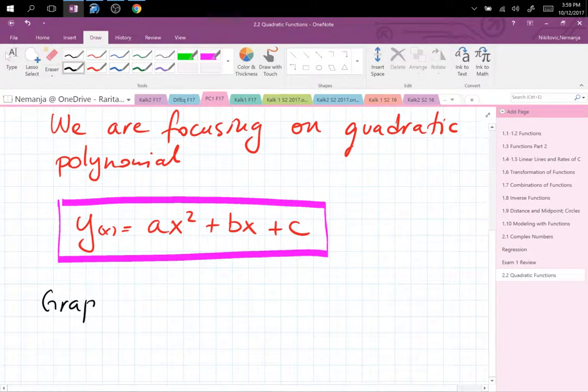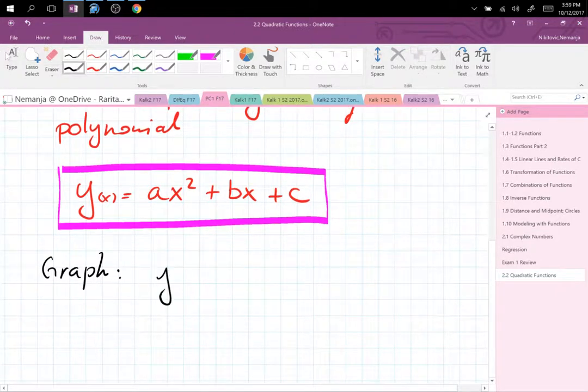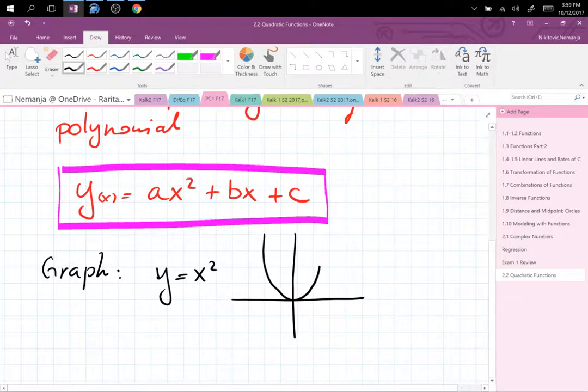You know the graph for this already. You better know the graph for this. We start with y equals x squared, the most fundamental one you can have. It looks like this. It's a U-shaped graph. We call it a parabola. And this point, which in this case is a minimum, is called the vertex.